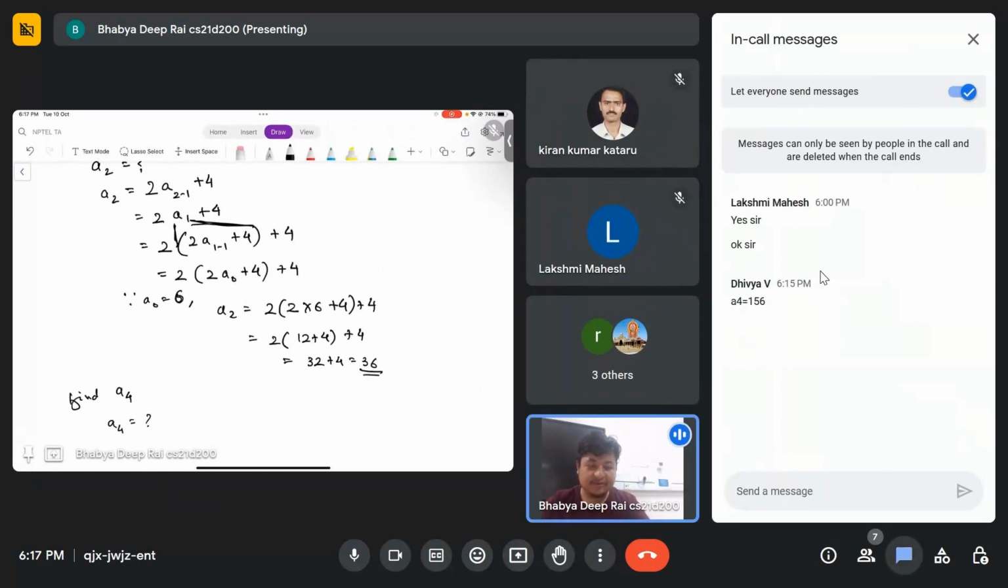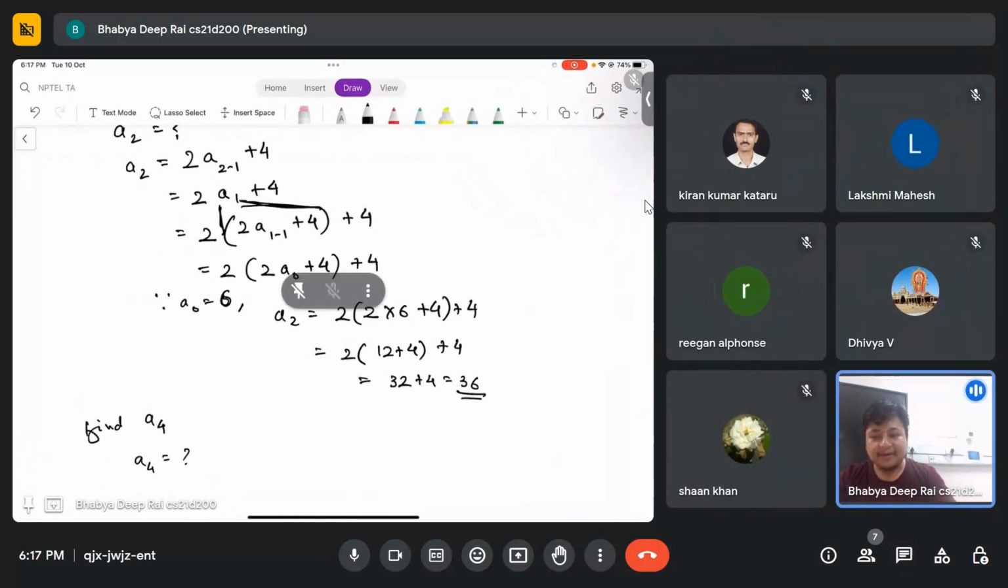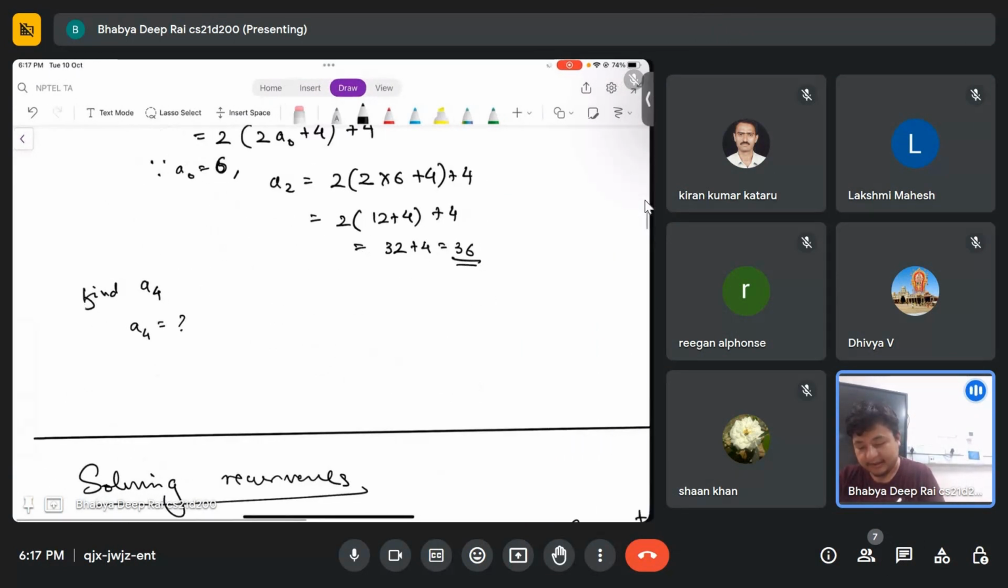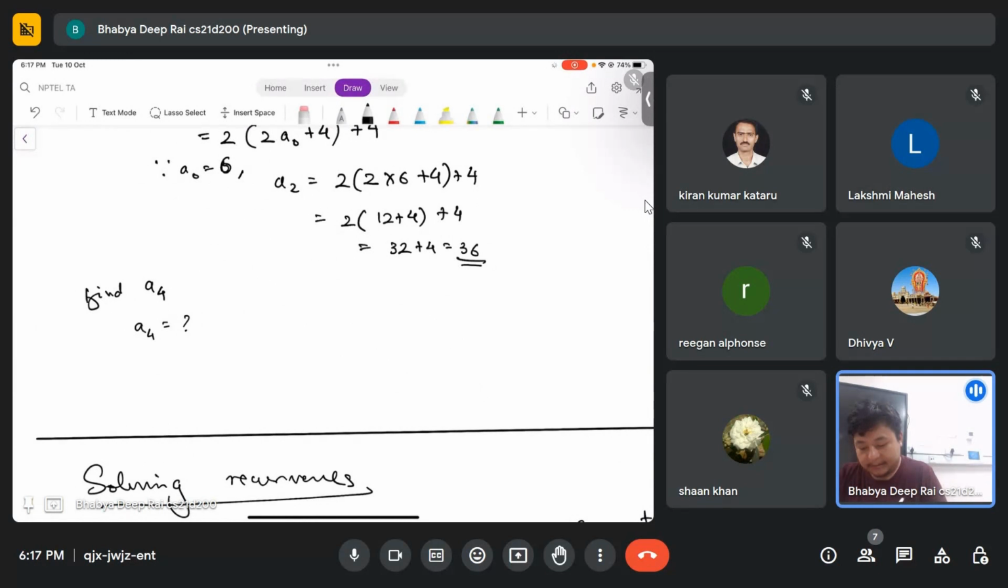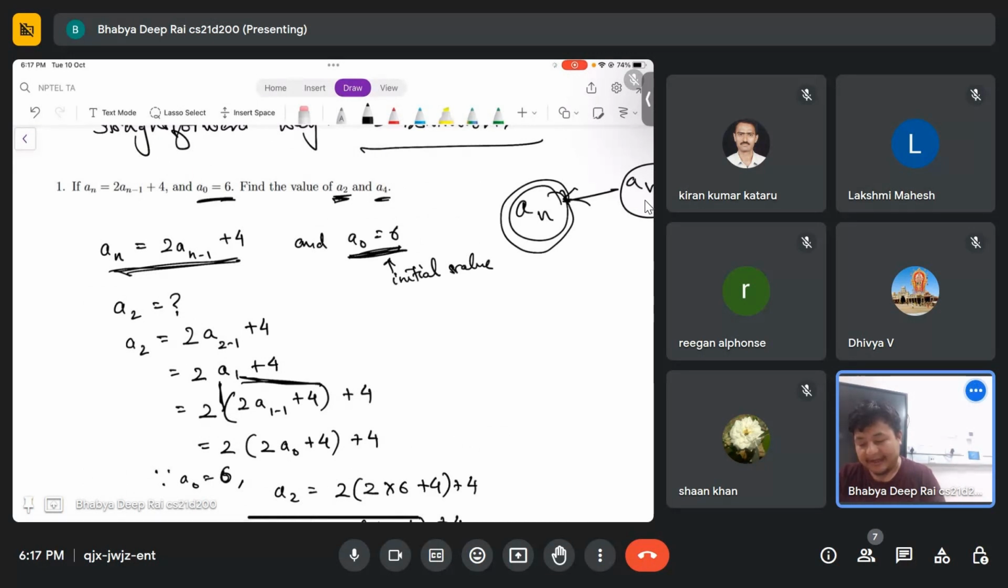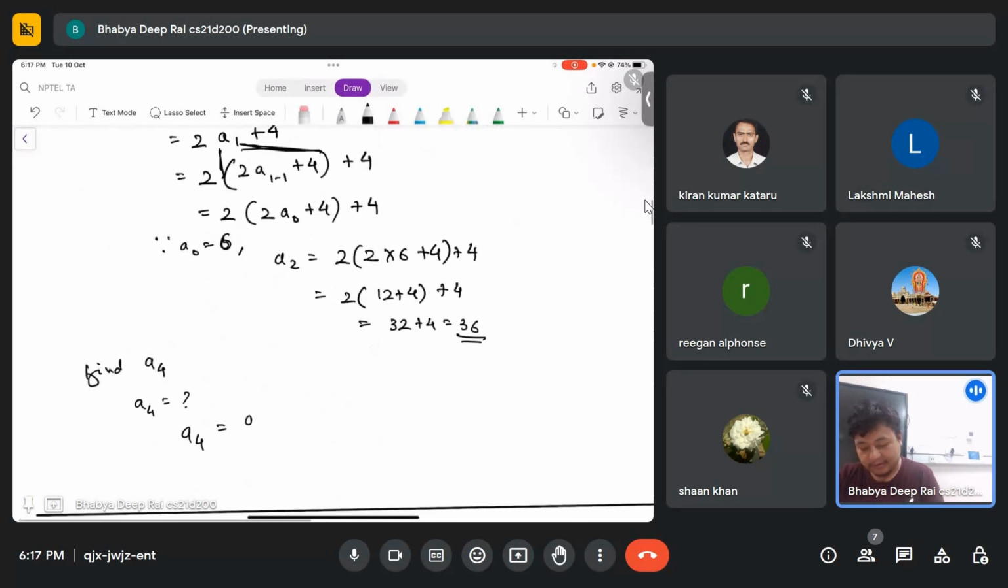Divya has written a_4 equals 156. Yes, that is correct, Divya. So I'll show the others how it's done. Again, just follow the definition. What's written in the definition is 2a_{n-1} plus 4. So 2a_{n-1}, where n is 4 in this case, plus 4, which is nothing but 2a_3 plus 4.